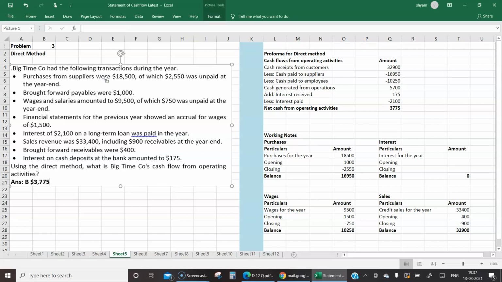So this is about the direct method. We don't have any direct method problems hereafter. We only have indirect method problems. So we'll start from indirect methods.